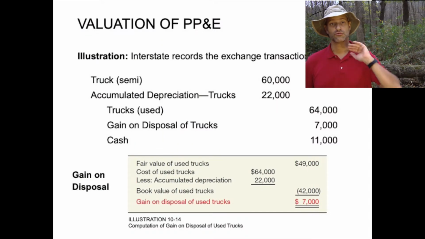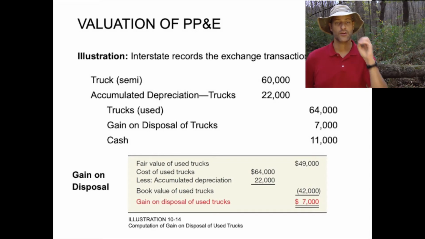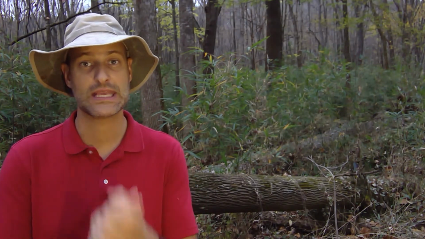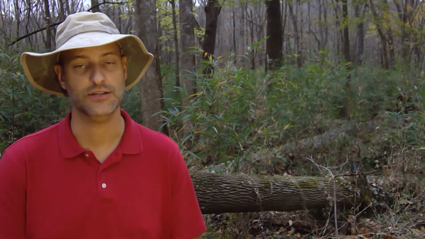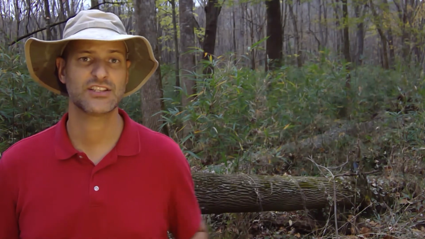To record that, they're going to put the $60,000 truck on their books. They're going to get rid of the accumulated depreciation on the previous trucks of $22,000. They're going to get rid of the previous truck balance of $64,000. And they're going to recognize a gain, which is a credit of $7,000. And then lastly, cash goes out the door of $11,000. So that's how they're going to record this. They get to recognize the full gain on this transaction because it has commercial substance.